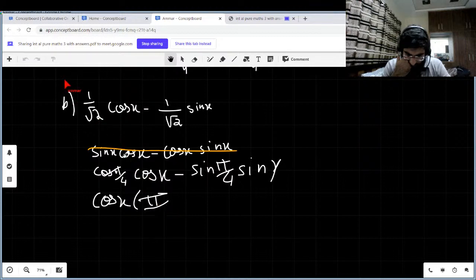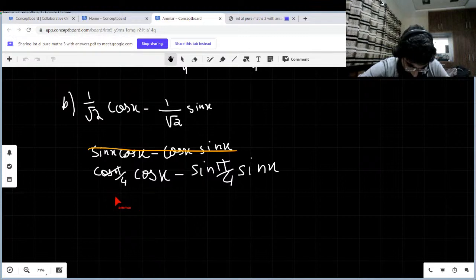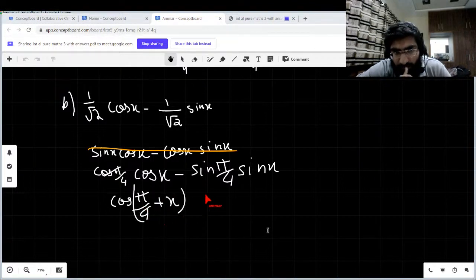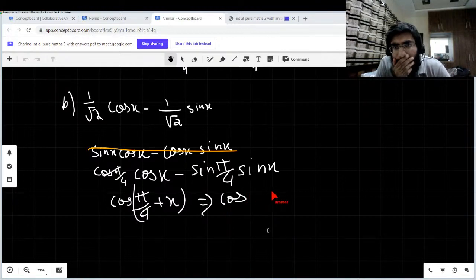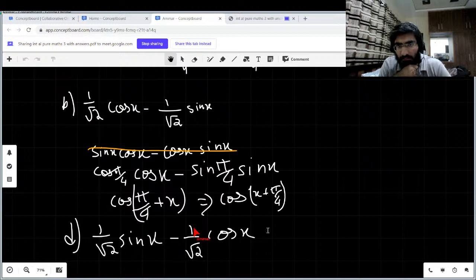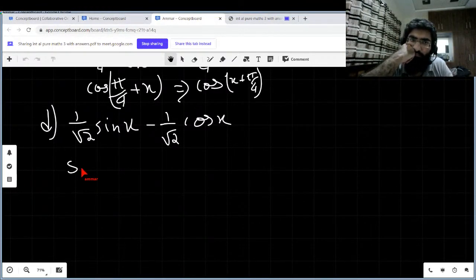If we do it as it is again, it will be cos pi by 4 plus x, which is equal to cos x plus pi by 4. So, tan root sine x minus root cos x. So that means cos x, sine x. Which one do I use? I have to use sine pi by 4 sine x minus cos pi by 4.